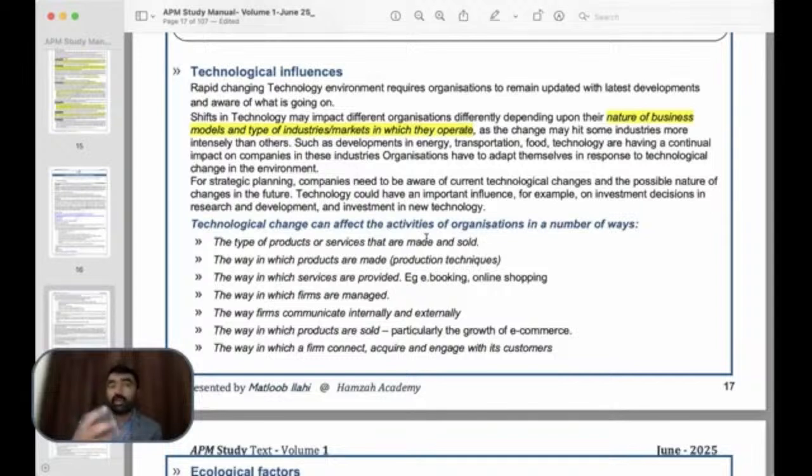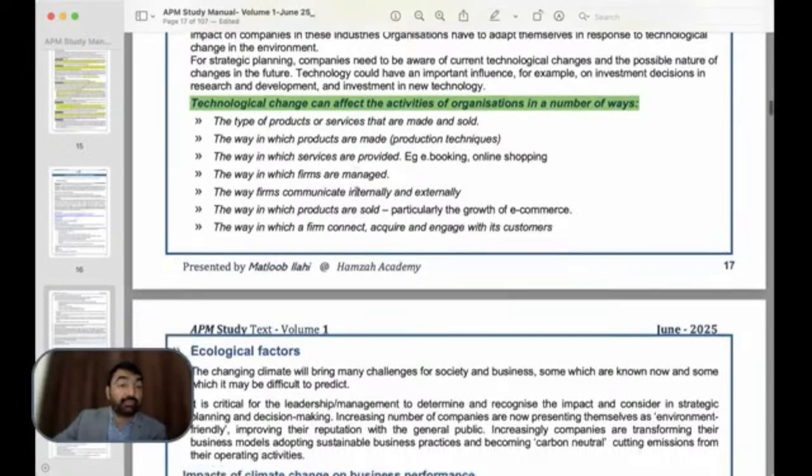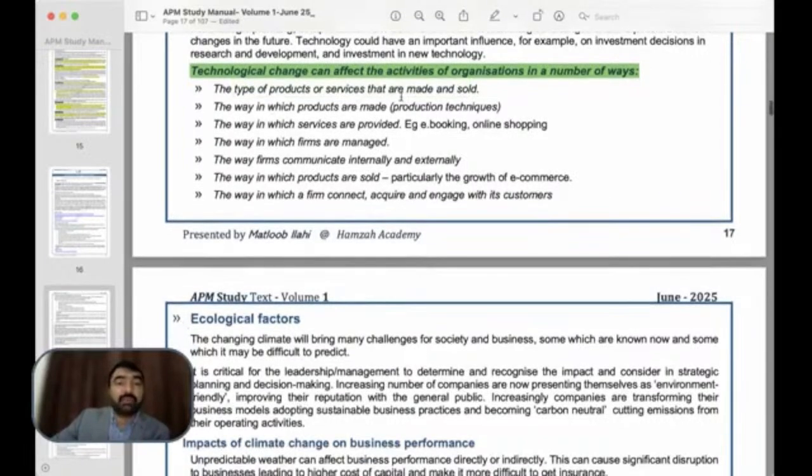The culture of the organization is being affected, the organization's portfolios are being affected. There is a massive disruption going on in the technology landscape as well. For example, I have put a list for you of how technological change can affect the activities of an organization. There are different ways. For example, the type of products or services that are made and sold, technology can impact this. The way in which products are made, for example production, manufacturing, online shopping.